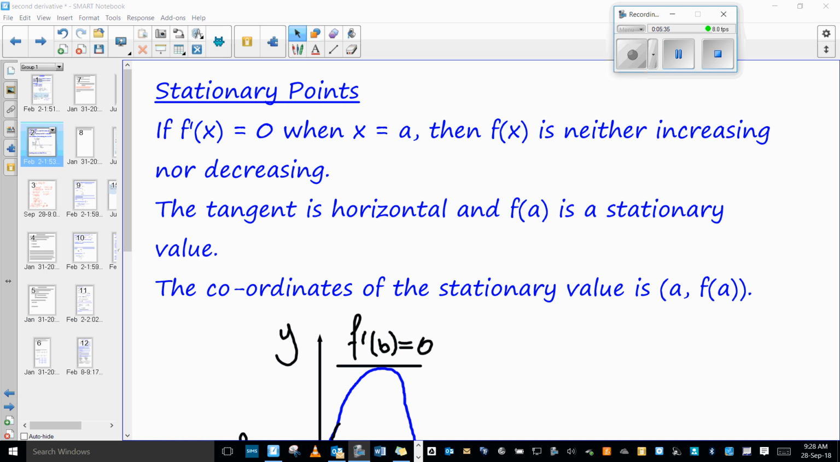So, stationary points. If f dash x, remember f dash x is another way of talking about the gradient, is equal to 0, then the function is neither increasing nor decreasing. It means that the tangent is horizontal and that it is a stationary value. So we would call it a stationary value.